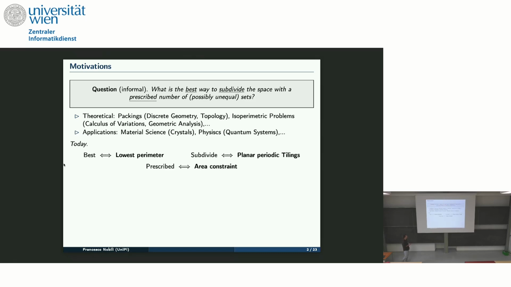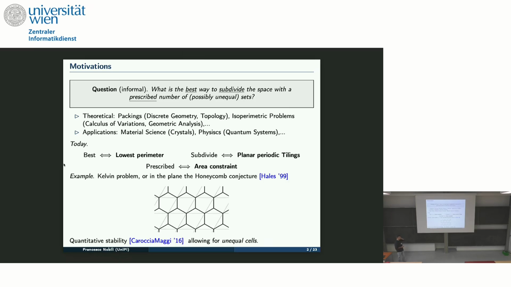And so the underlined words I will be interested in rephrasing this way. When I say best, I will think about lowest perimeter sense. And subdividing, I'm thinking of periodic configurations which are tilings, as you just saw. And when I say prescribed, I'm thinking of an area constraint. So it's really an isoperimetric problem. And as we saw, the most important configuration here in the plane is the honeycomb conjecture, in the so-called Kelvin problem, which is basically the tiling of regular hexagons in the plane.